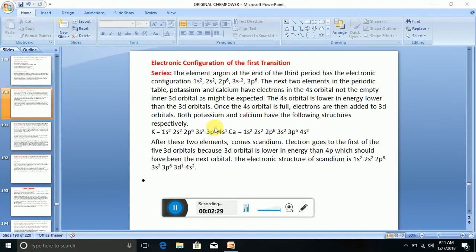So this is simply explaining to us that when you look at these other elements that are not in the first transition series, you will not see this 3d1. This 3d orbital is very common with the first transition series elements like scandium and the ones we've already mentioned. So this makes them behave differently from other elements like potassium and calcium. So take note of these 3d orbitals in the first transition series.